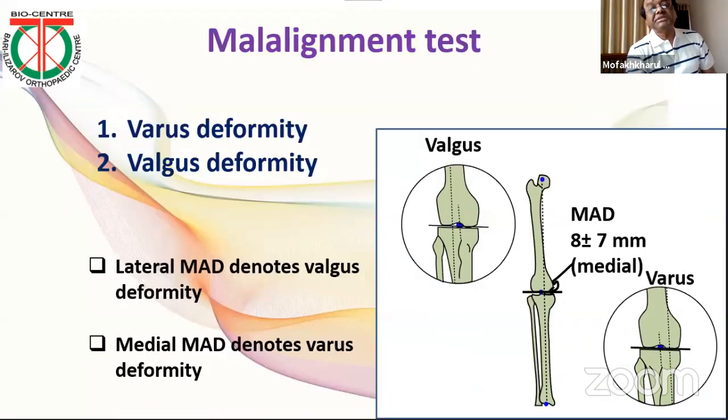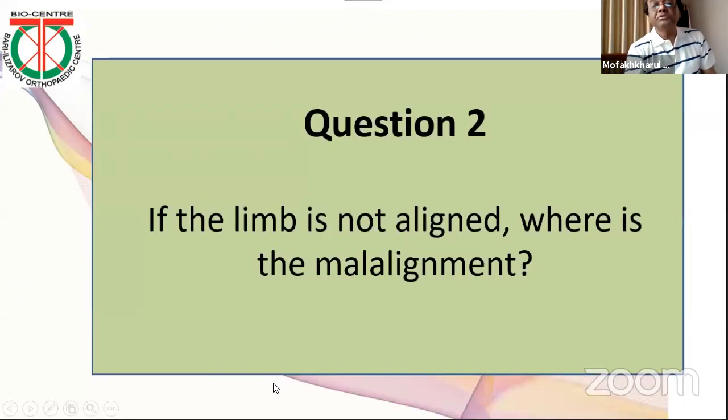Now let us see the malalignment test. Varus deformity and valgus deformity, you'll see in your day-to-day practice. Lateral mechanical axis deviation always denotes valgus deformity. You can see here, this one. And medial mechanical axis deviation always denotes varus deformity. I'll show you later on.